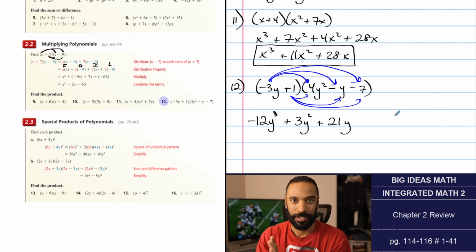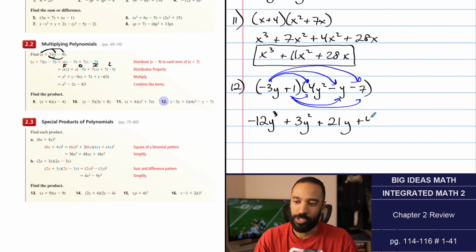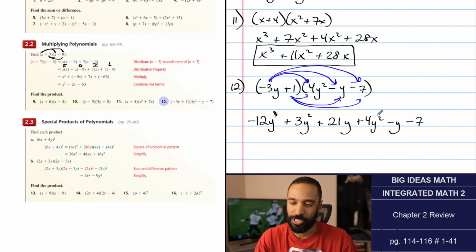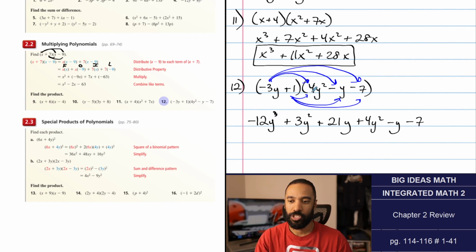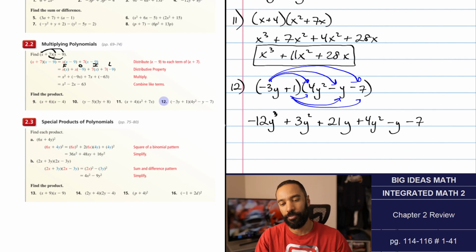They still shouldn't. 1 times 4y squared is 4y squared. All of these will be the same now: negative y and negative 7. So now the 1 multiplied through all three of those terms. And a 2 by 3 should leave you with 6 terms before we combine.